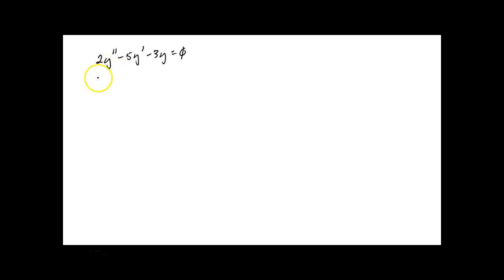What would that be? 2m squared minus 5m minus 3 equals 0. Now where did that come from? Here's your assumed solution. y is equal to e to the mx. There's your assumed solution. You get this out of it. Okay? Well, this will be a solution. So guess what you're going to try first?